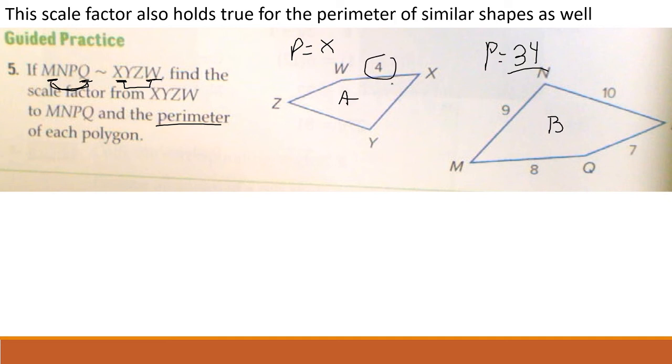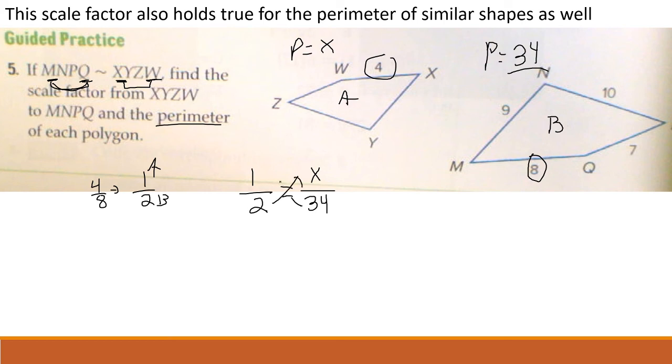So 4 and 8 are corresponding pieces, which means they make a scale factor. So I can do 4 over 8, which is 1 over 2. That's my scale factor. And I can set up an equation to solve. So I have 1 over 2. Again, that's A over B. 4 is part of A, 8 is part of B. Is equal to this other fraction, which is going to be based on the perimeters. So what's the perimeter of A? I don't know, so x. What's the perimeter of B? Well, that I do know, and that's 34. So 1 over 2 is equal to x over 34.